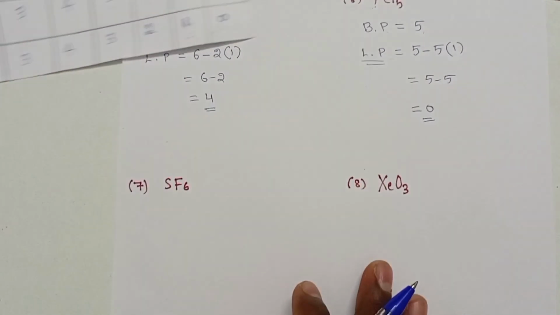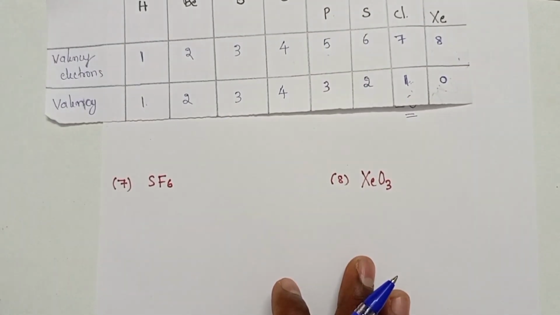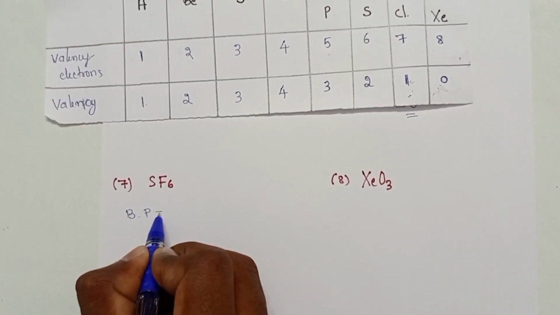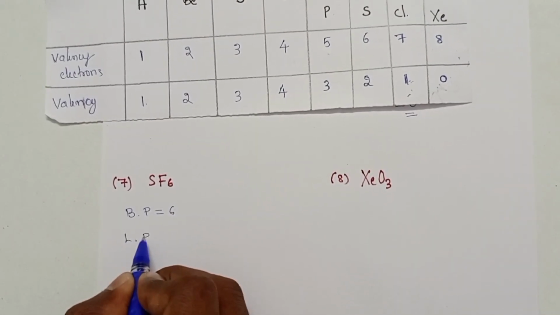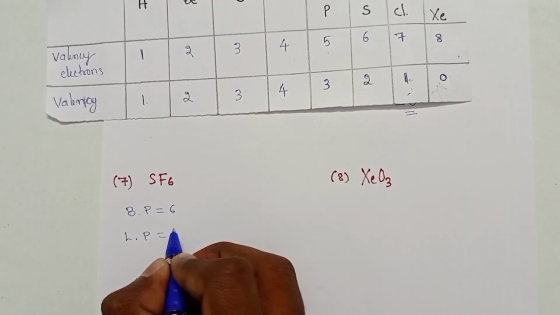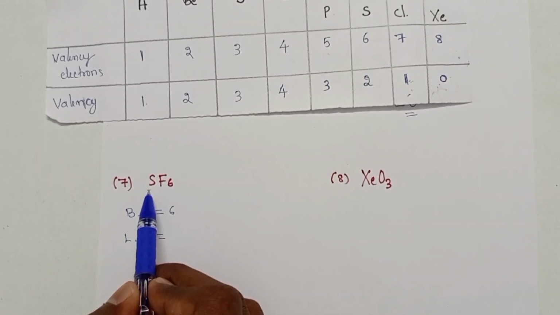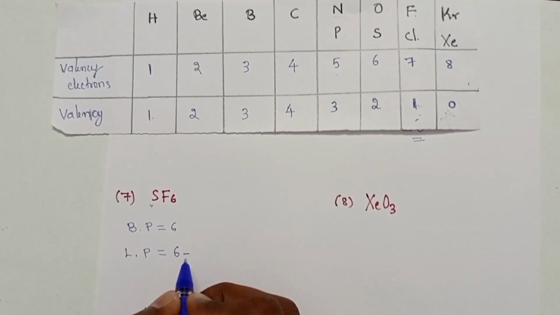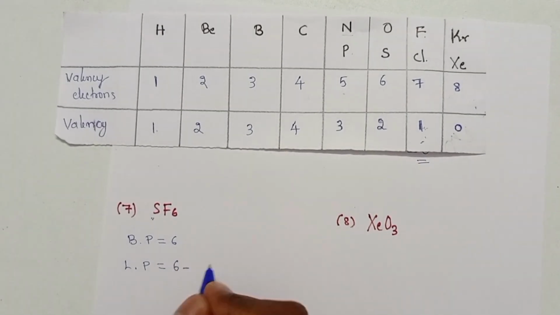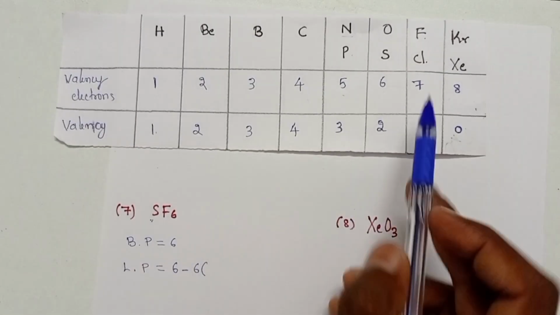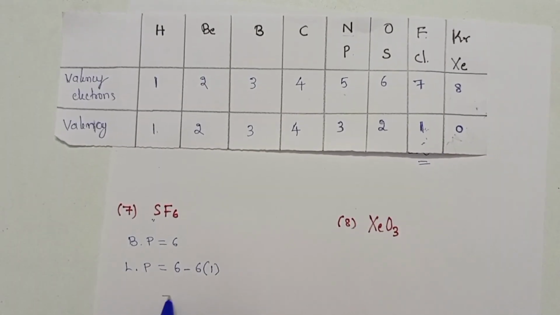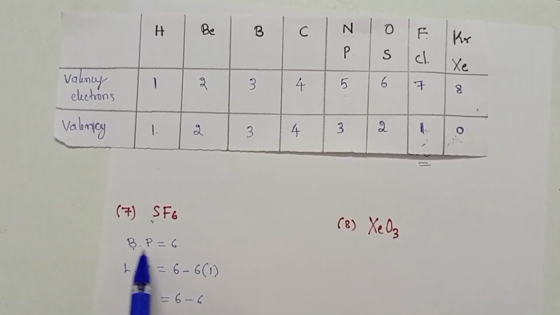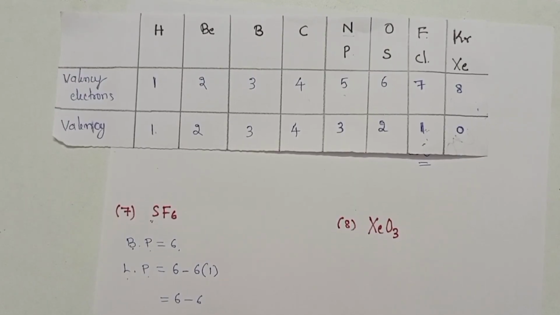Next one, SF6, right? Here bond pairs is equal to 6, then lone pairs is equal to the valency of the central atom. Here the central atom is sulfur, therefore the valence electrons of sulfur is equal to 6, right? Therefore 6 minus the number of surrounding atoms, how many? 6, into the valence of fluorine, which is 1. I will write 1. 6 minus 6 is equal to 0. So in this molecule, the number of bond pairs is equal to 6, the number of lone pairs is equal to 0.